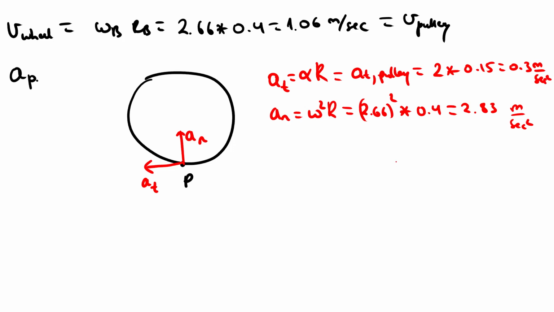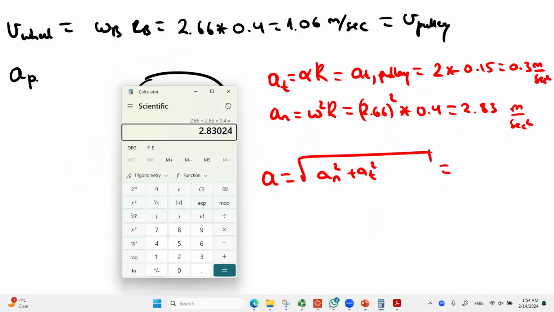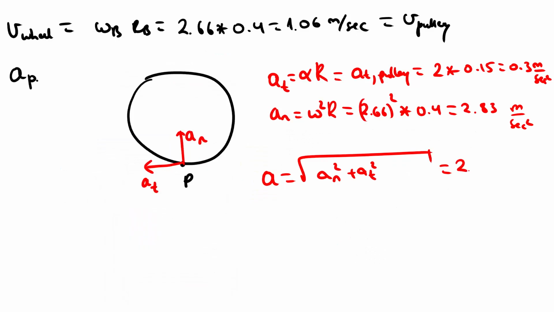Okay, so with this we found the tangential acceleration and the normal acceleration. The total acceleration will be found by Pythagoras' theorem: the square root of 2.83 times 2.83 plus 0.3 times 0.3, which is 2.85 meters per second squared.